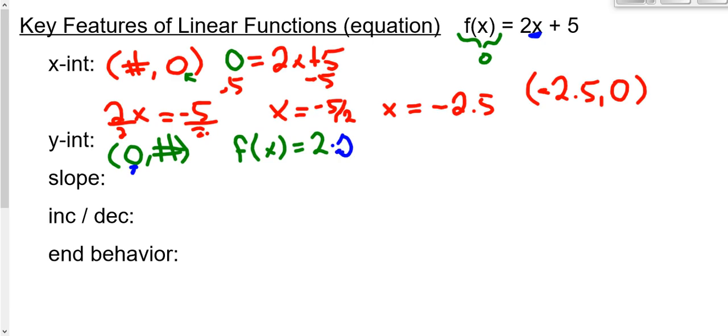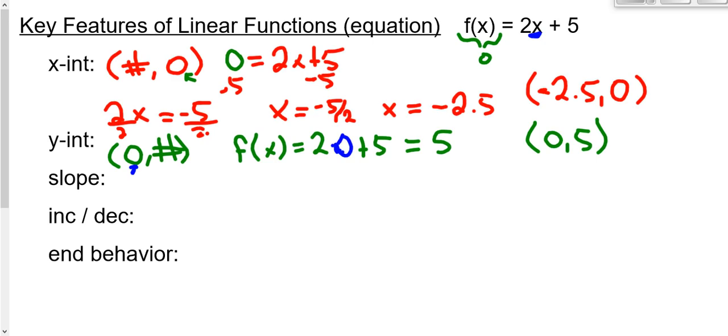So that's going to be 2 times 0, and we're going to have to add 5 at the end. 2 times 0 is just 0, and when we add 5, we get the number 5. So my y value is going to be 5 when x is 0. So if I put that in a coordinate pair, my x value is 0, my y value is 5, and I've got my y-intercept.